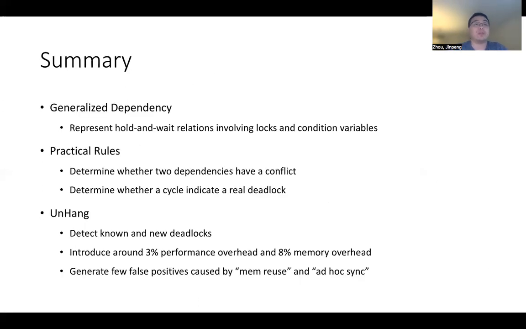In summary, we aim to detect generalized deadlocks. We define the concept of generalized dependency, which represents the hold and wait relations involving locks and condition variables. We also define practical rules for the generalized dependency. These rules are used to determine whether two dependencies have a conflict and to determine whether a cycle indicates a real deadlock. And our prototype Unhand is able to detect all known and new deadlocks.